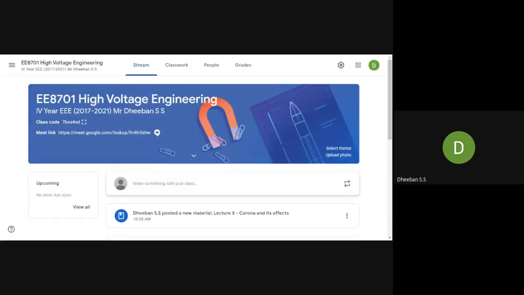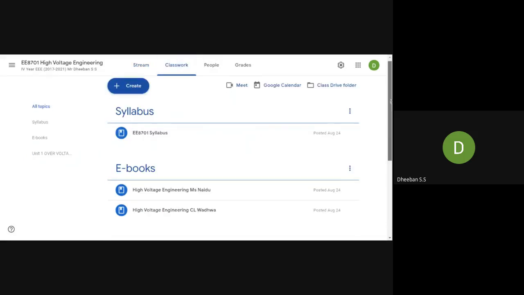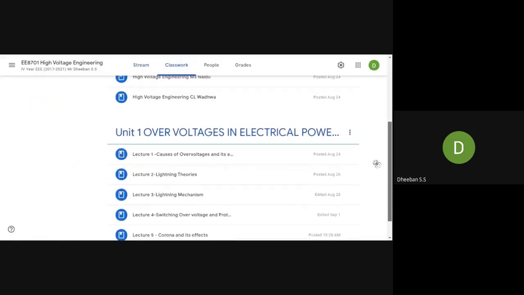Now we can get into the class. In today's class, we will be dealing with the topic that is studied. The same topic was also dealt with by me in your second year. The same exact topic only we are going to see in today's lecture. Okay, so a small brief about the last class.